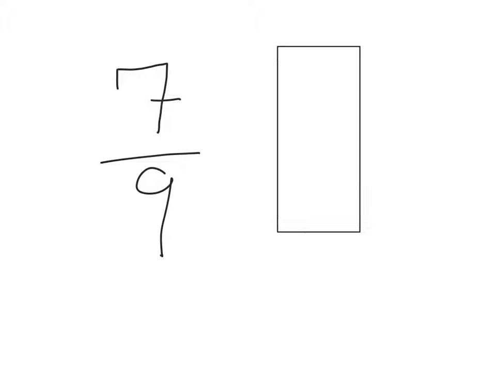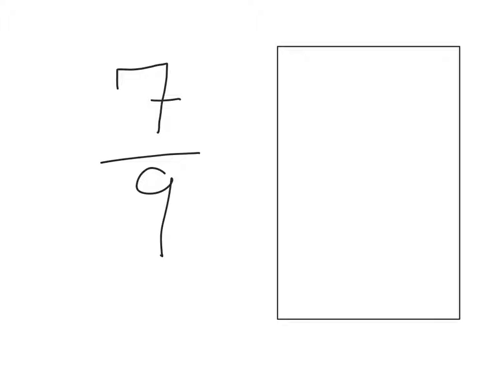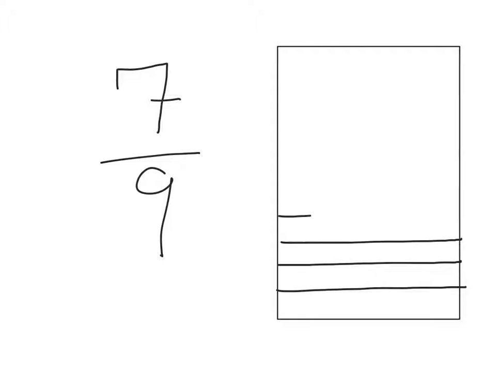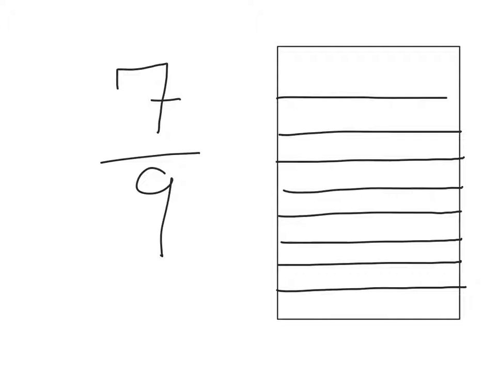Alrighty, for this problem you have to illustrate 7/9. So, once again, our denominator tells us how many parts we're going to break our rectangle into. So I'm going to first draw a rectangle here. And since I'm going to make 9 parts, that means I'm going to make 8 lines. So here we go. And 1, 2, 3, 4, 5, 6, 7, and 8 lines.